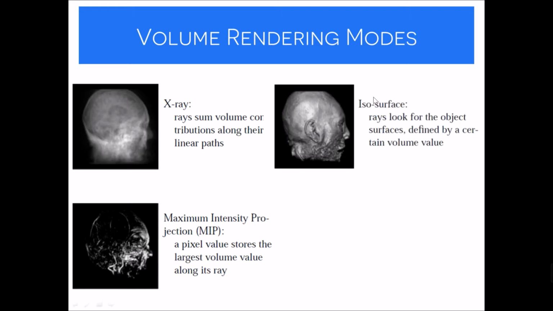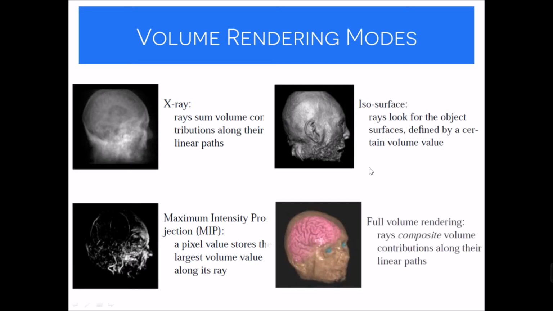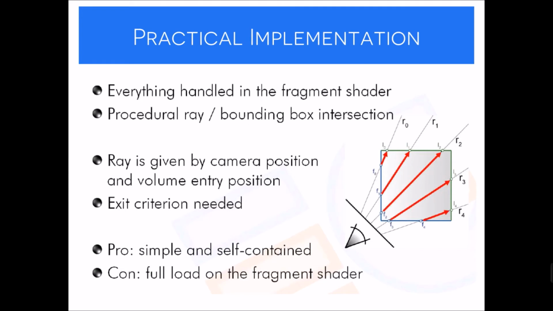An isosurface is another one where you look for the object surface and then stop. Okay, we're going to see this in a second. And then full volume rendering is where you don't stop at surfaces, but keep going and add them together. Then you'll see inside an object like this. So basically X-ray, maximum intensity projection, or MIP, isosurface rendering, and full volume rendering. These are the 4 most basic volume rendering modes that are there. Okay, so now the practical implementation. This is how you would practically do this.